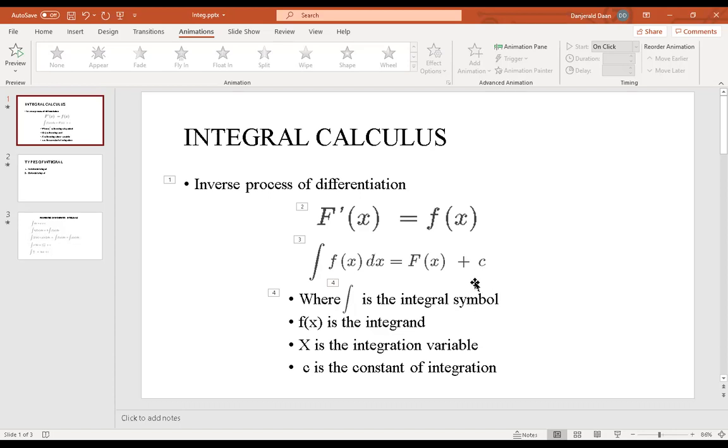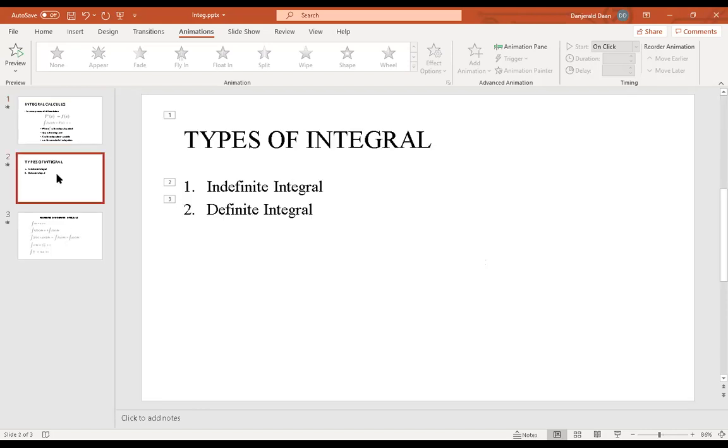So unlike in differential calculus, where the derivative of a constant is 0, we just have an arbitrary constant in integral calculus. Just to say, what is the value of the constant here? Because it becomes 0 if you take the derivative. So we just put plus c as the constant of integration. And again, there are two types of integral: the indefinite integral and the definite integral.